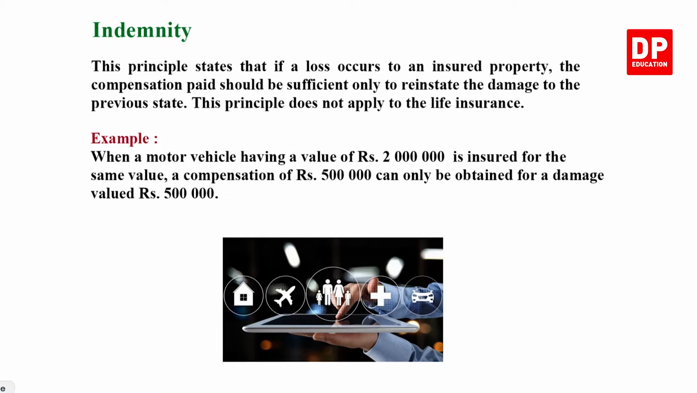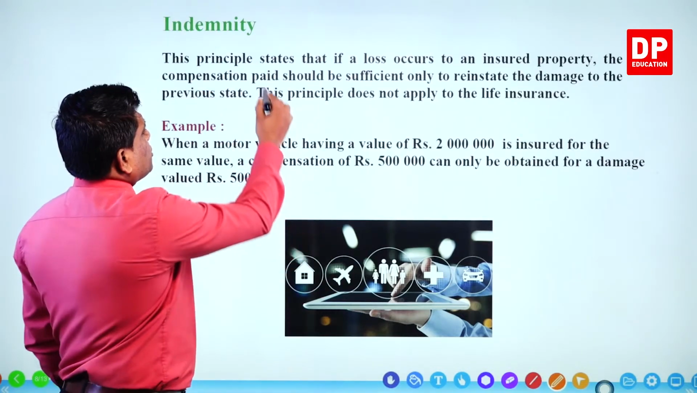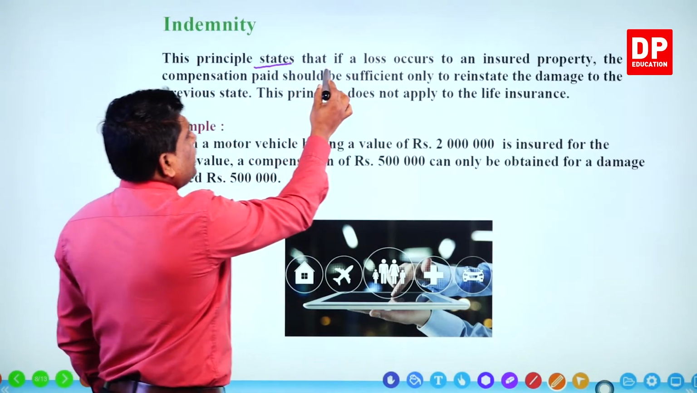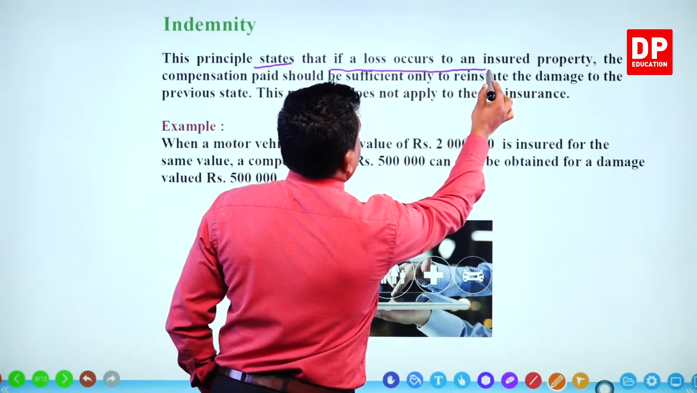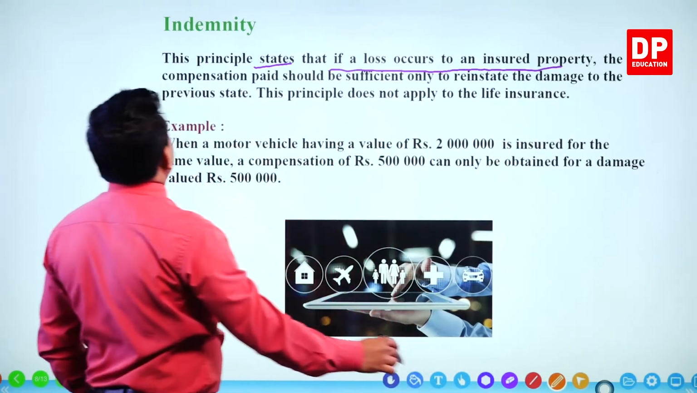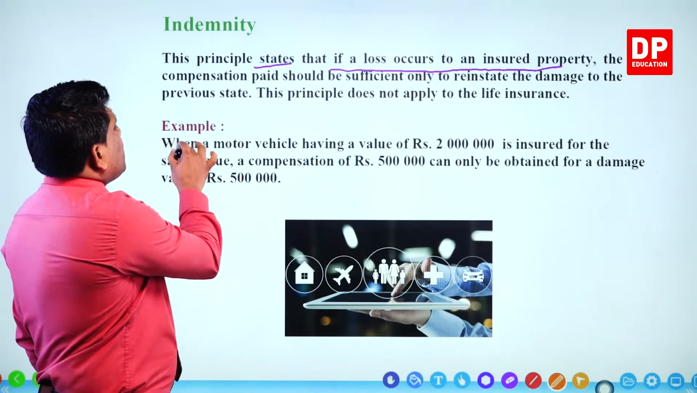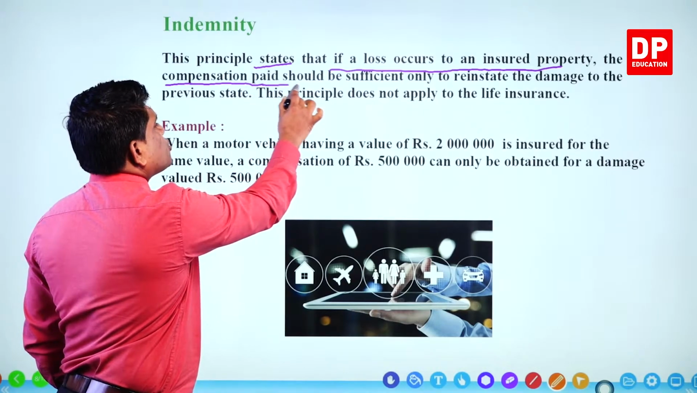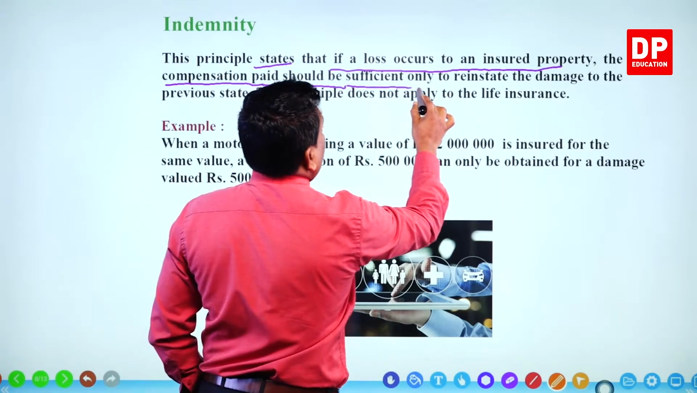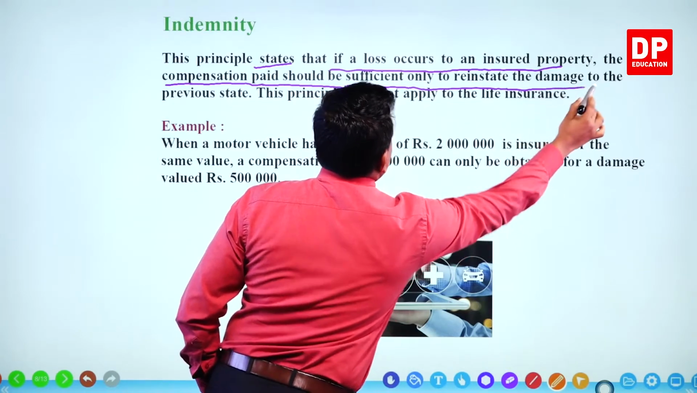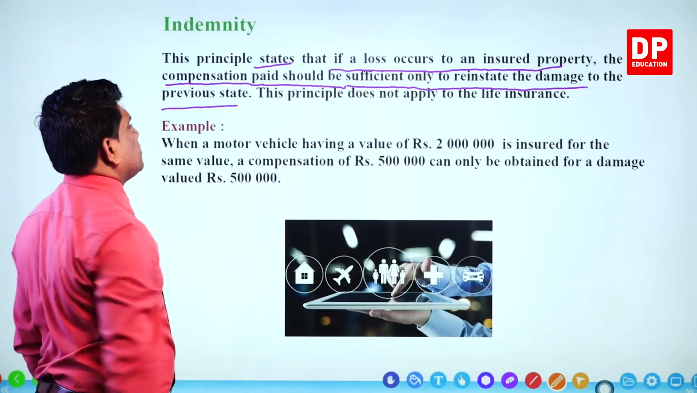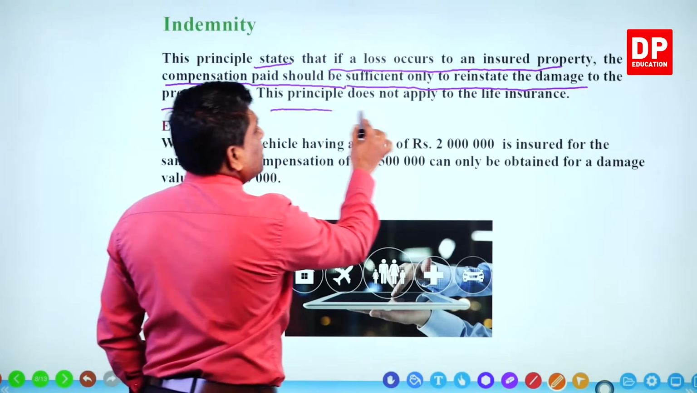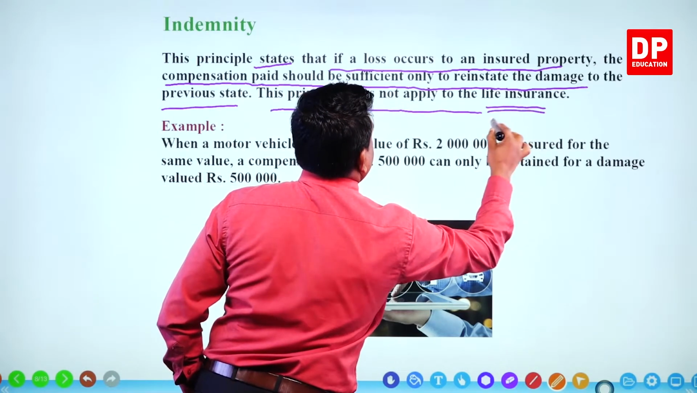The other one is indemnity. This principle states that if a loss occurs to an insured property, the compensation paid should be sufficient only to reinstate the damage to the previous state. This principle does not apply to life insurance.